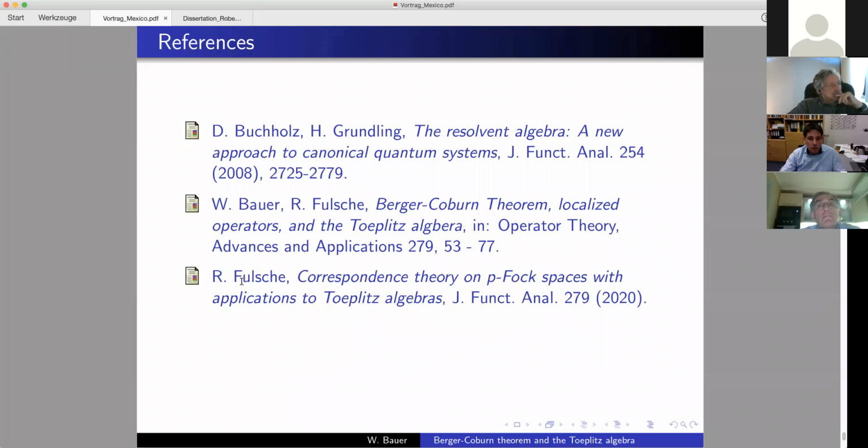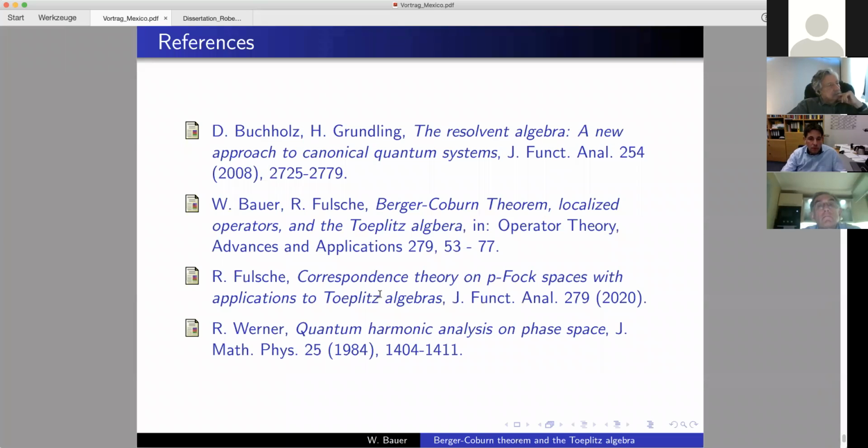And Robert Fulsche wrote a paper on the correspondence theorem for the p-Fock space. And the original paper, which contains this for the Schrödinger representation, is actually this old paper by Werner on quantum harmonic analysis on phase space. This has most of these ideas.